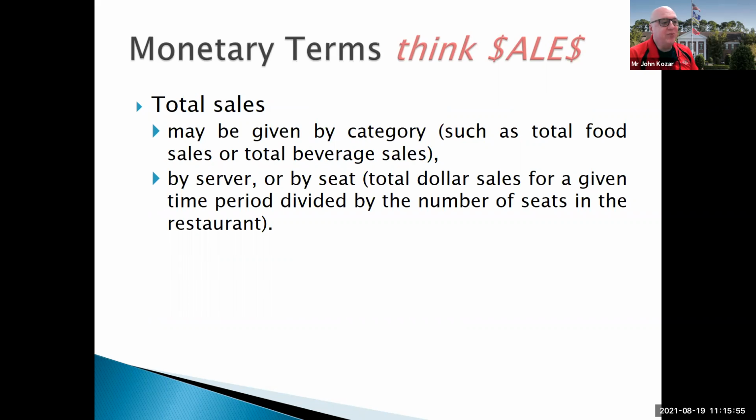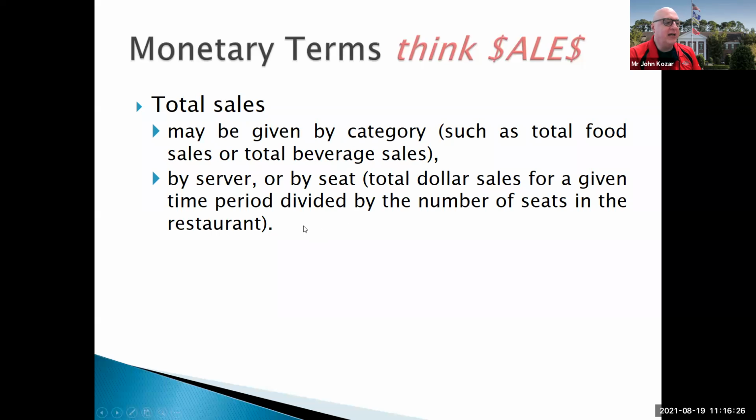Okay, our monetary terms. You want to think of dollar signs and sales. So total sales: you can look at total sales for the whole restaurant. You can look at total food sales. You can look at total breakfast sales or total sales for Monday, and compare those, like compare Monday to Monday and see how it varies from week to week.